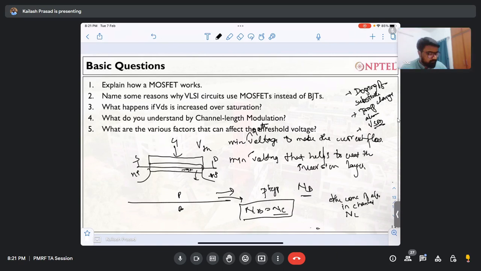Length of the channel. Thickness of the oxide layer, oxide thickness. What else? Material, oxide material, that is epsilon OX.